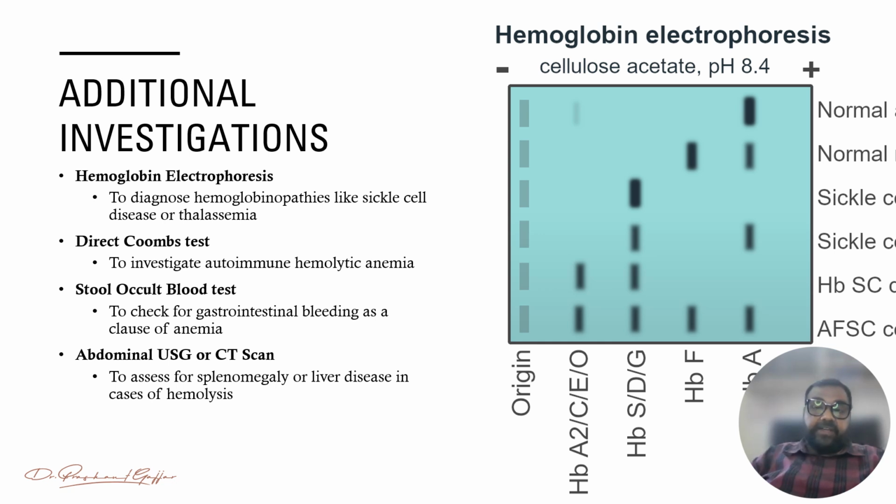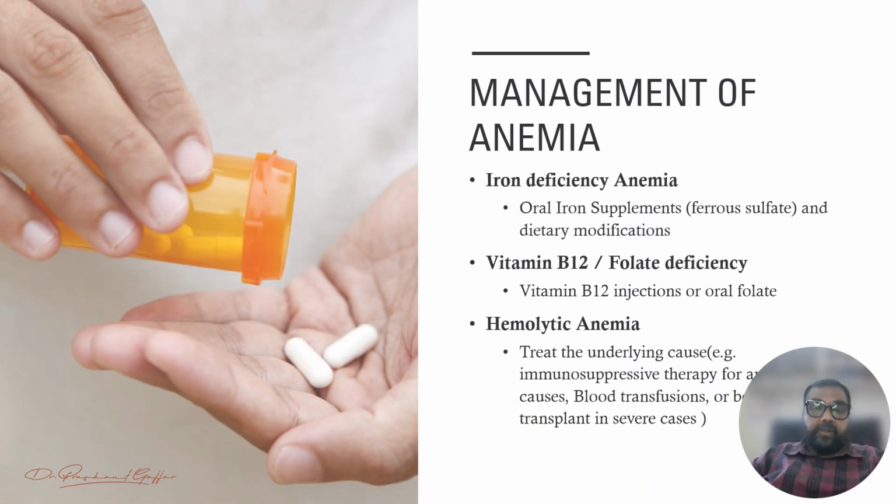Now let's see the different management of the anemia. So first, iron deficiency anemia. We have to give the iron supplement, ferrous sulfate or ferrous fumarate, and dietary modification. You have to advise the patient to take green leafy vegetables, jaggery and black gram nuts. Eat chana, eat jaggery, eat spinach; beet root is the best for that. So dietary modification and the iron supplement.